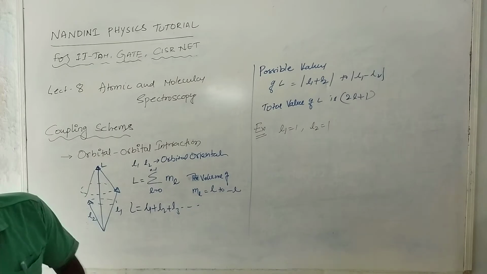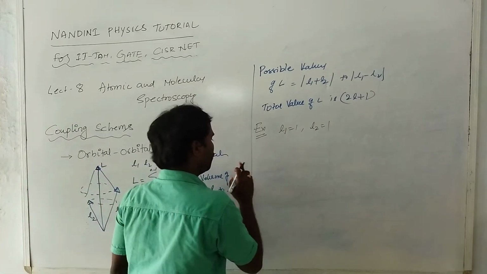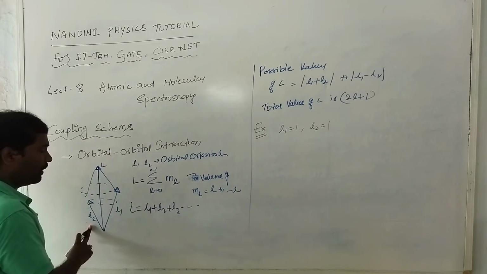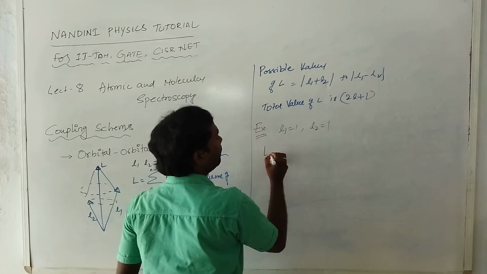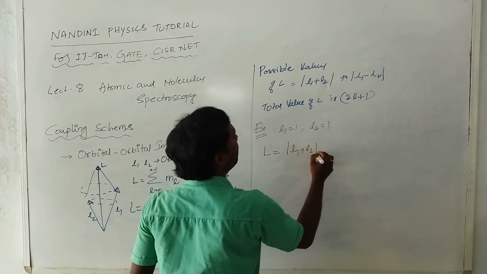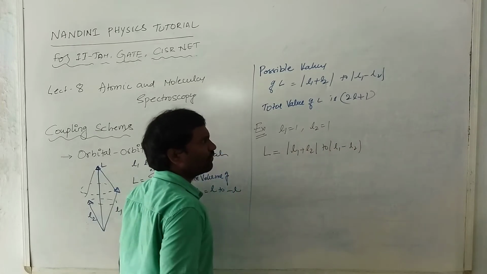Now see, from this equation, from this rule, this is L1. L1 is the first orbital quantum number and L2 is the second orbital quantum number. Now L1 is considered 1 and L2 is considered 1. So what is the total angular momentum? Capital L is equal to mod L1 plus L2 to L1 minus L2. Okay, so this is the total angular momentum.